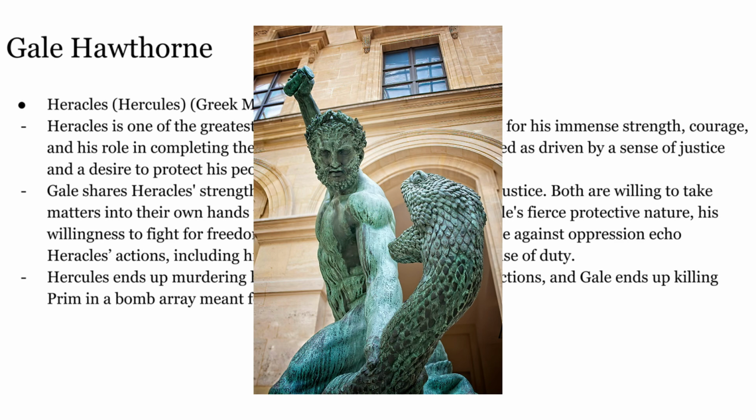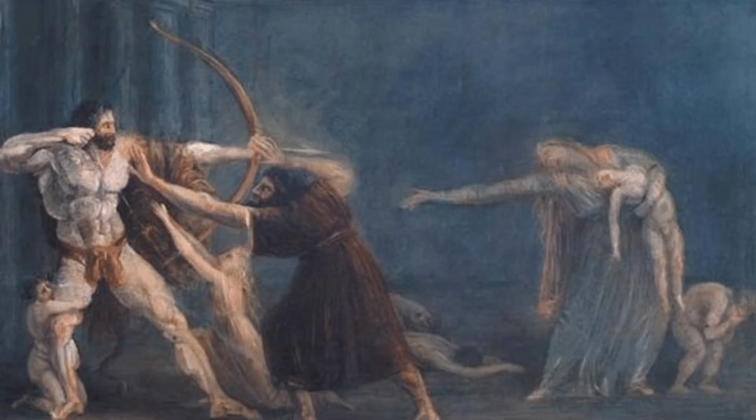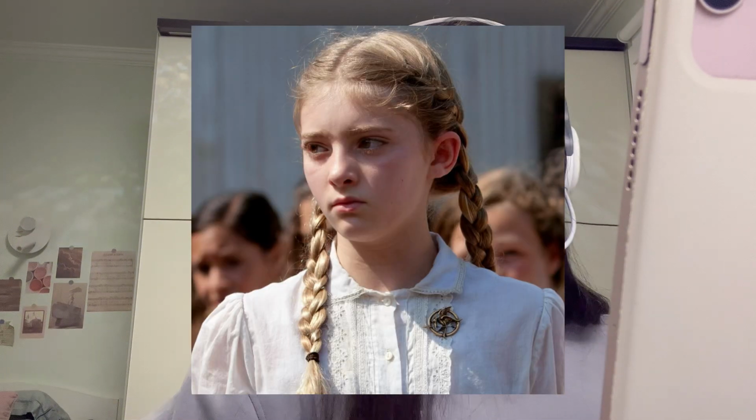Heracles is one of the greatest heroes in Greek mythology, known for his immense strength, courage, and his role in completing the 12 labors. He is also often portrayed as driven by a sense of justice and a desire to protect his people. Gale actually shares that with Heracles: his strength, loyalty, aggressive desire for justice, very aggressive. And it ends badly for both of them, where Heracles eventually kills his entire family due to his violent actions, and Gale ends up accidentally killing Prim in a bomb that was meant to destroy the Capitol, or at least threaten the Capitol. They both end up losing people dear to them due to their reckless behavior and their pursuit of justice in a violent way. So that is a connection I'd like to make here.